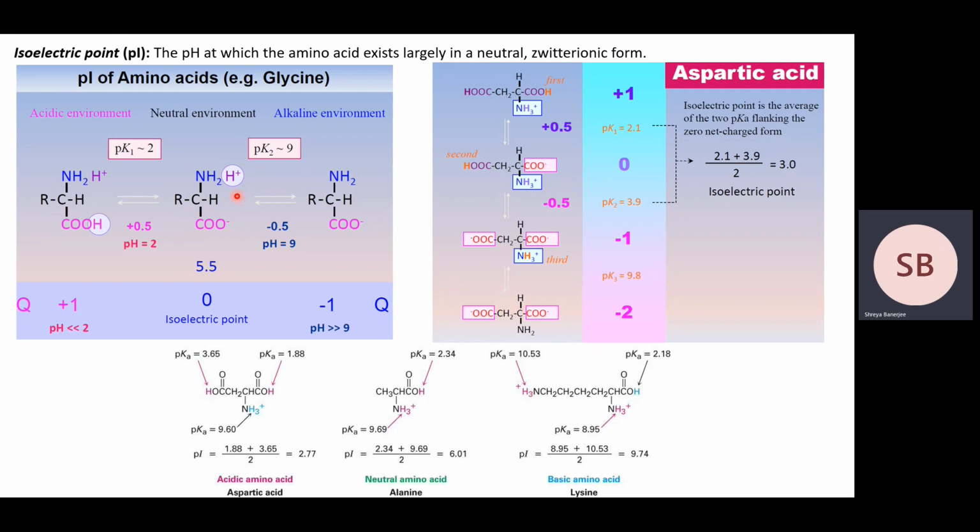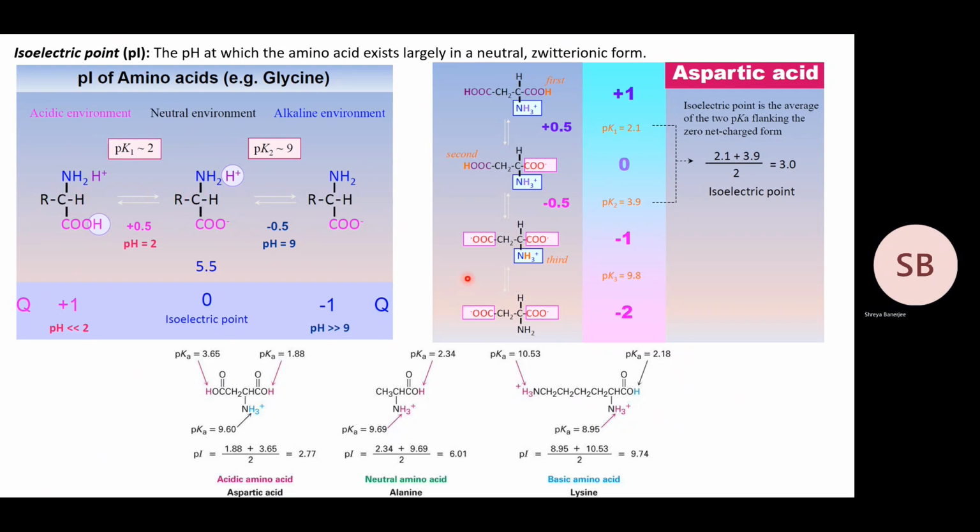Now, if you have an alkaline pH, this H+ is also lost and the molecule gets a net negative charge. Or if you have an acidic pH, then the deprotonated COO minus gains an H+ and the net charge becomes positive. The isoelectric point is generally found by taking an average of the two pKa's on either side of the zwitterionic form. This was the example of glycine, in which the side chain is a simple H atom.